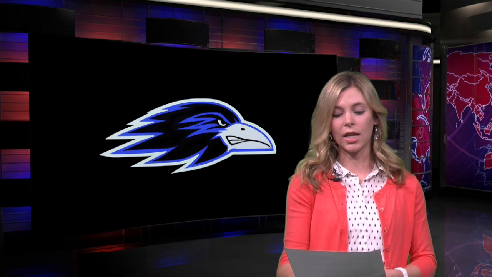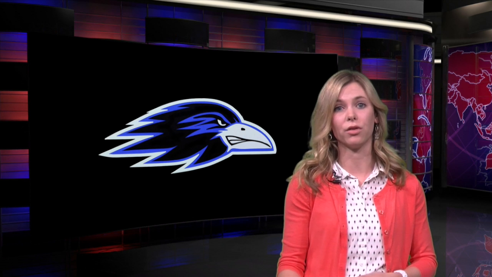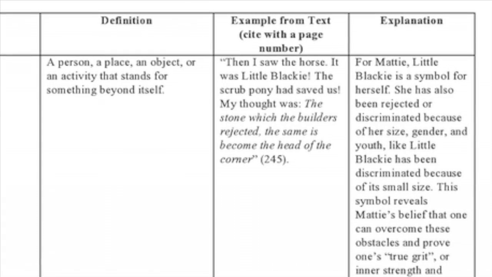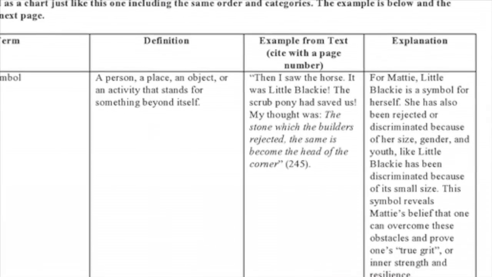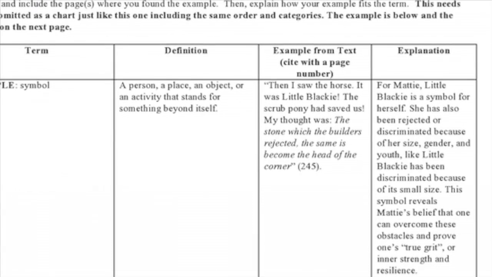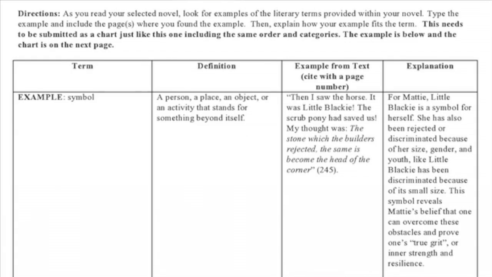Now let's take a look at part two of your assignment. In here, you will complete a literary devices chart. A sample is provided for you on page four from both novels. In your chart, you can see the literary device and its definition are already provided for you. Your task, as you read your novel, is to find examples of each of those literary devices and provide a quote with a page number.